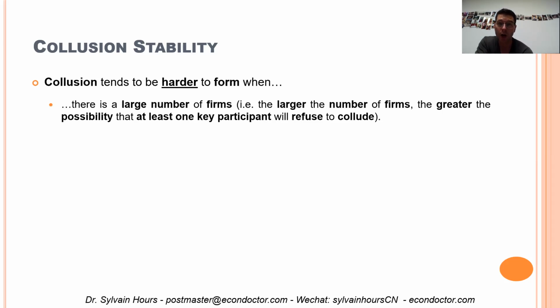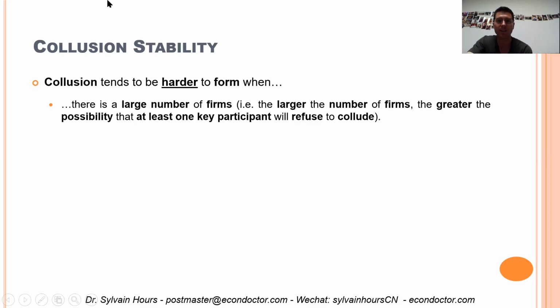So usually, the larger the number of firms, the greater the possibility that at least one key participant will refuse to collude. So if you have a duopoly, for example, collusion tends to be relatively easy, simply because you only have 2 firms. So it's going to be quite easy for them to agree, to send signals to each other, or even to meet to form a collusive agreement. If you have 30 firms in a business, or even 10, you understand that it's going to be much more difficult to reach any form of agreement, formal or tacit.